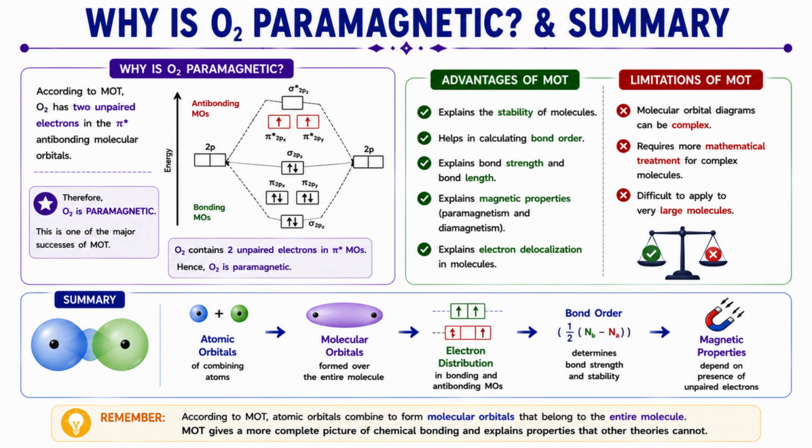Advantages of MOT: explains the stability of molecules, calculates bond order, explains bond strength and bond length, explains paramagnetism and diamagnetism, explains electron delocalization. Limitations of MOT: molecular orbital diagrams can be complicated. It requires more mathematical treatment for complex molecules. It can be difficult to apply to very large molecules.